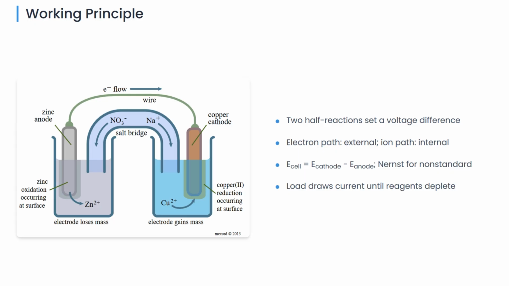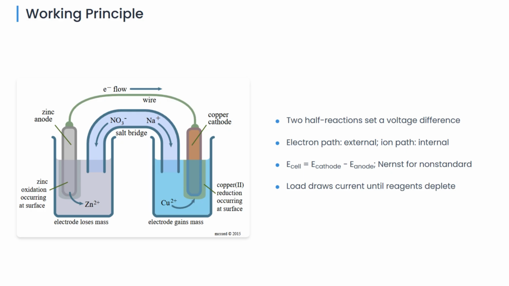Moving forward, we'll see the working principle in action. This diagram beautifully illustrates the electron flow through a wire from the zinc anode to the copper cathode. At the zinc anode, oxidation is occurring at the surface, turning zinc metal into zinc 2+ ions. Because it's losing mass, the electrode actually loses mass over time. The salt bridge shows nitrate ions and sodium ions moving to balance the charge. On the other side, at the copper cathode, copper 2+ ions from the solution are being reduced, gaining electrons to form copper metal on the electrode surface, which means the electrode gains mass.